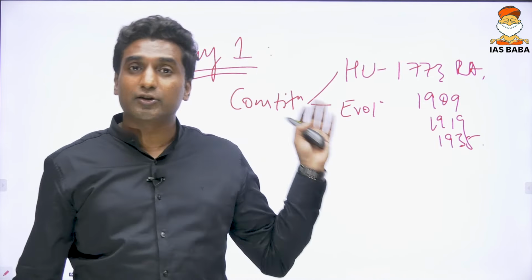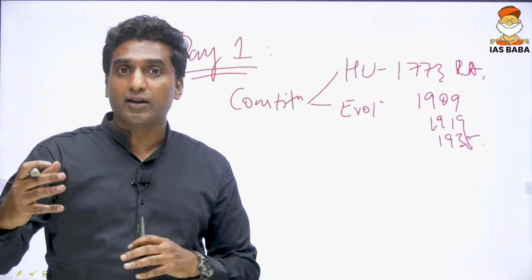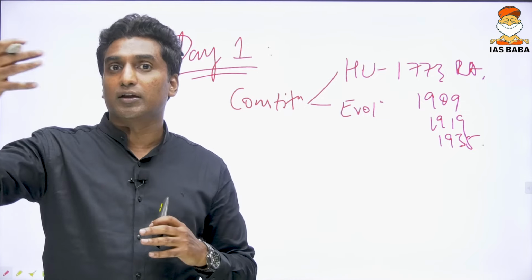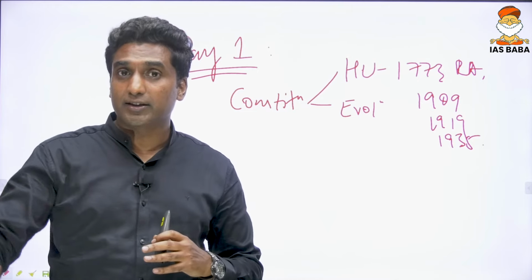Here you should see how, at one place, the British started strengthening their rule in India slowly and slowly, from the traders to the Crown, till how it gets transferred to the Crown and how they start strengthening their rule here.